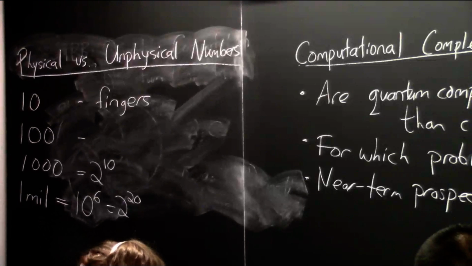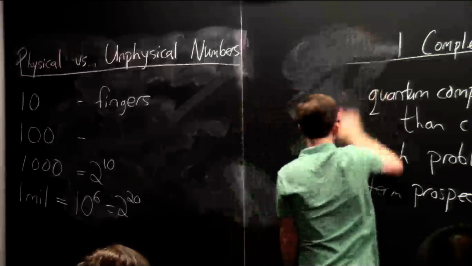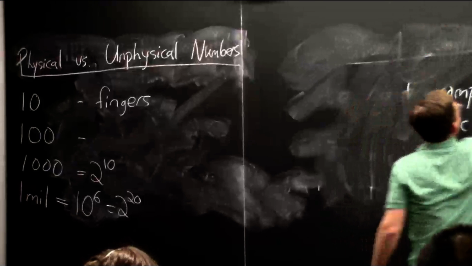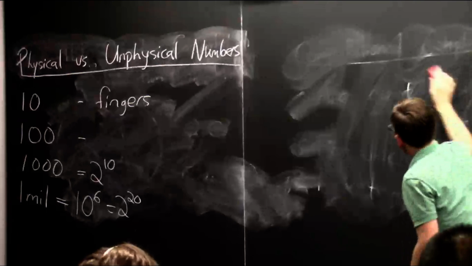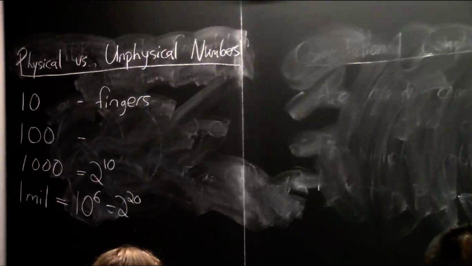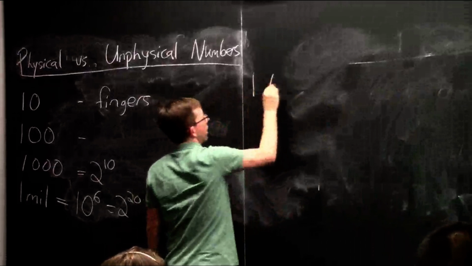But now I'm going to go to higher numbers next. And we're about to get into genuinely big numbers, I think. So the next number I'll put up is a billion, which is 10 to the 9 or 2 to the 30. And that's pretty big. It's not so easy to get a billion objects together.